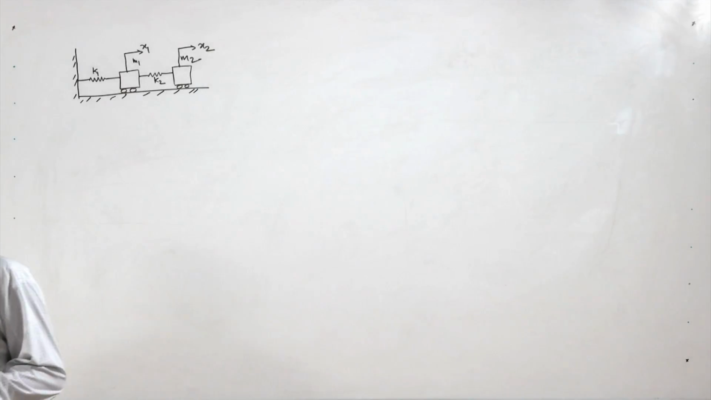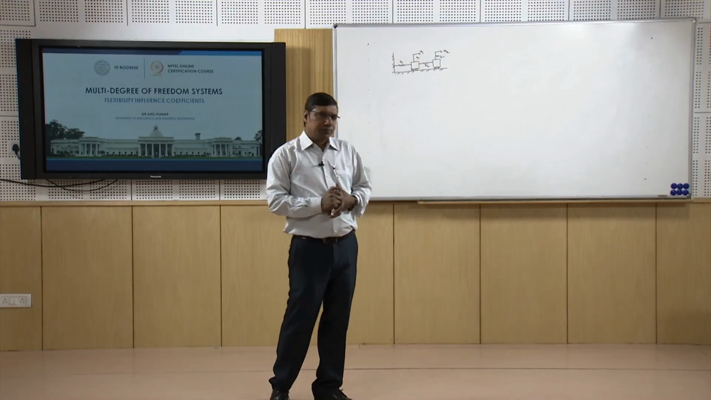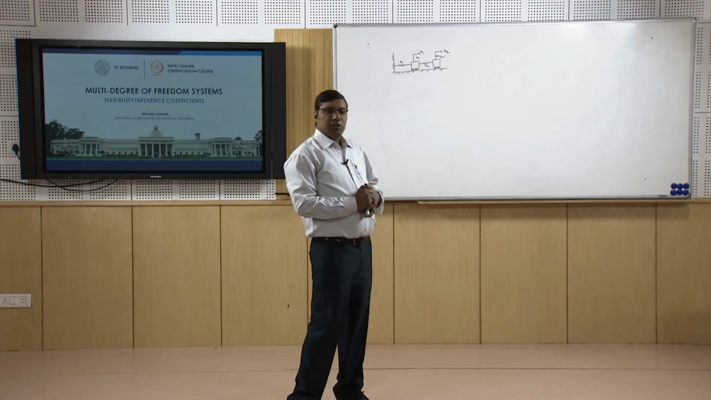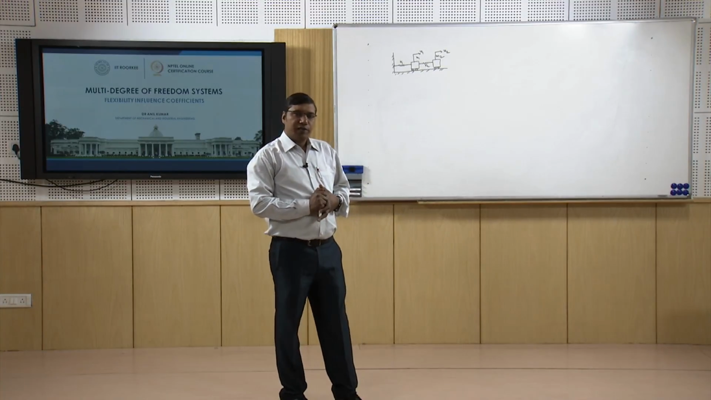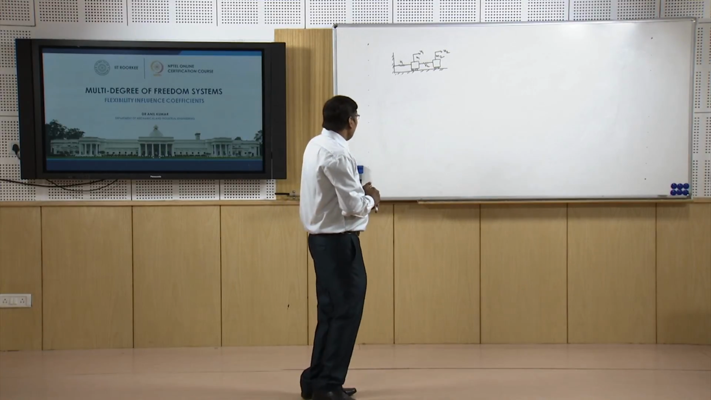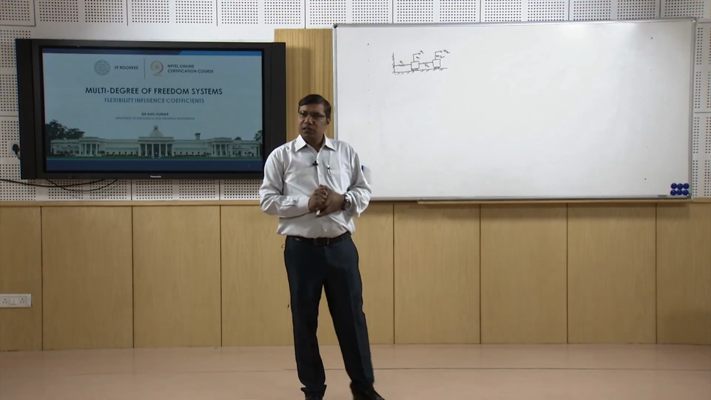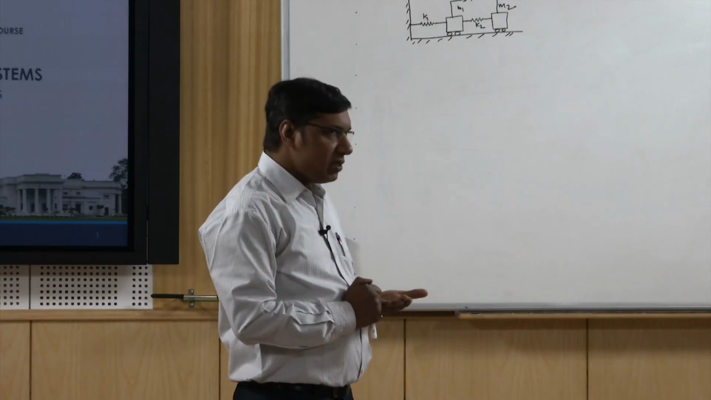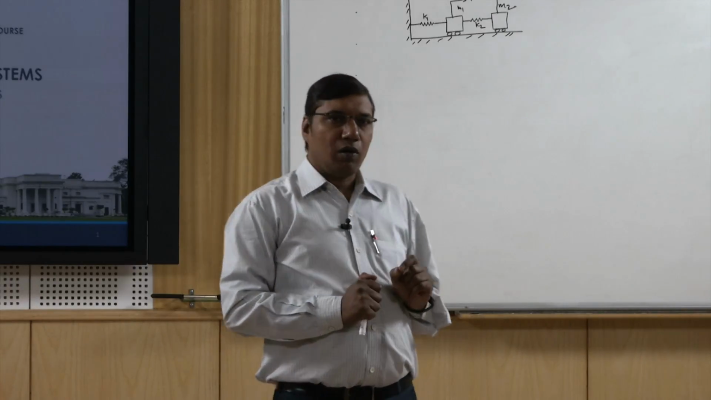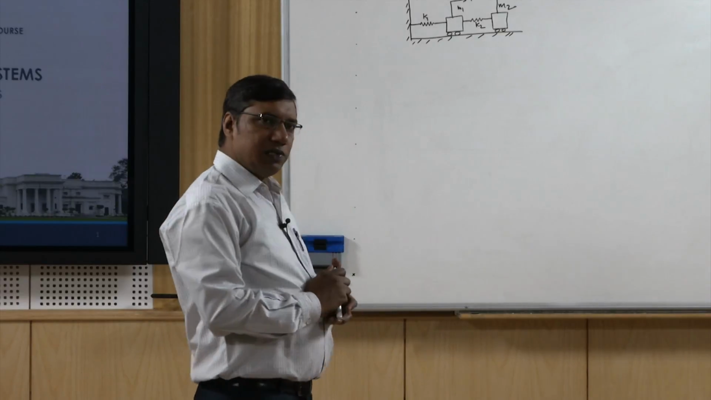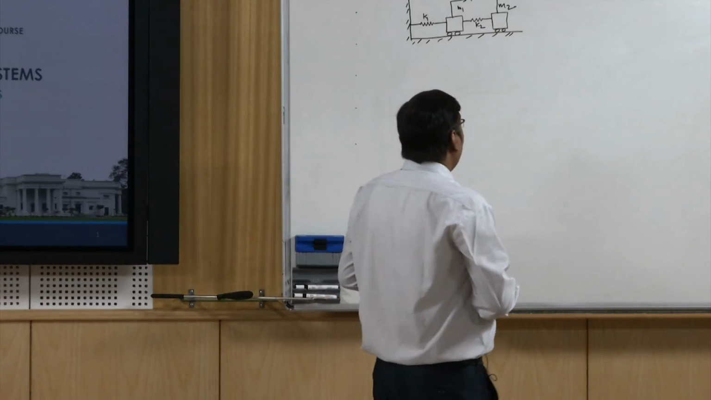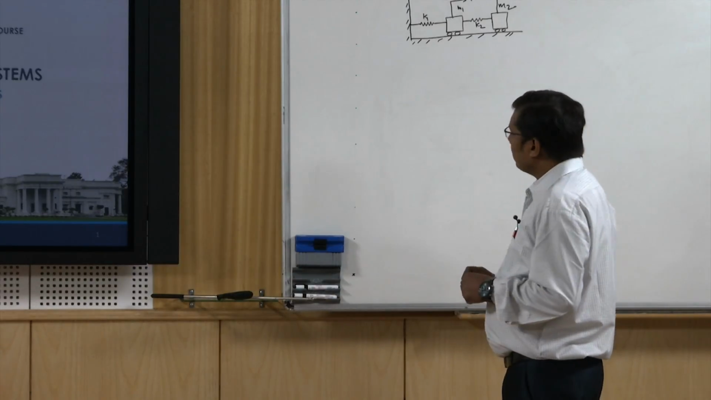So here we have a 2 degree of freedom system, comprising the two masses m1 and m2, and two stiffness elements, that is k1 and k2. We assume that the surface on which these masses are resting has negligible or zero friction. So we are not considering the friction. And now we have to find the flexibility matrix.